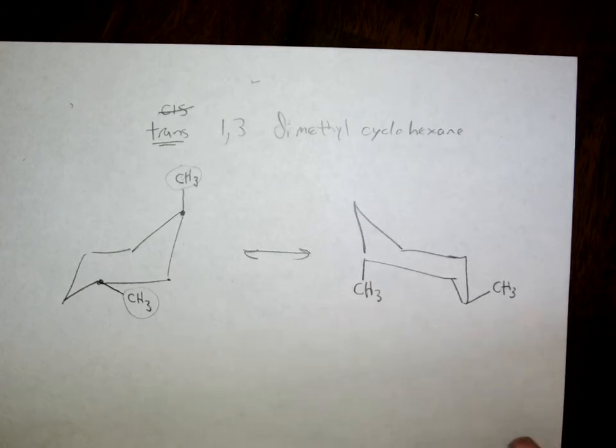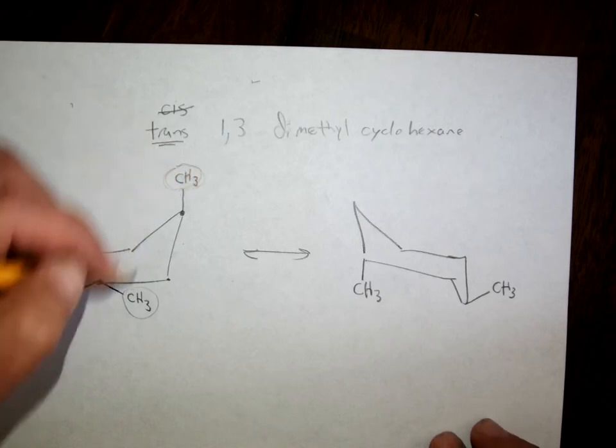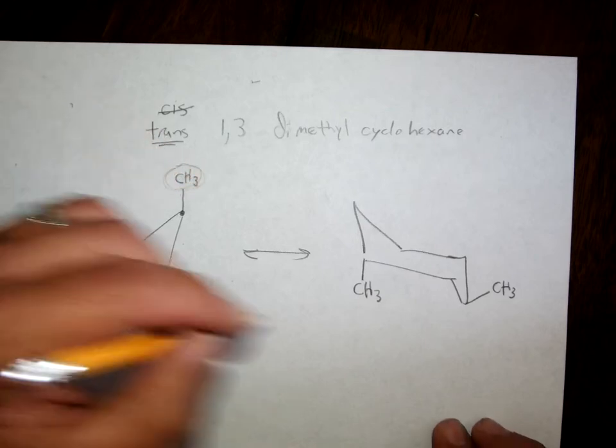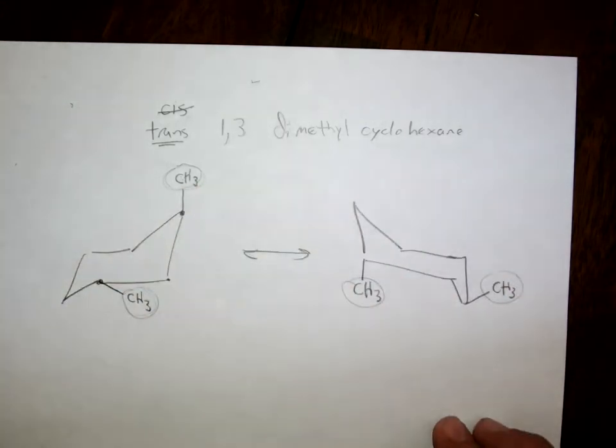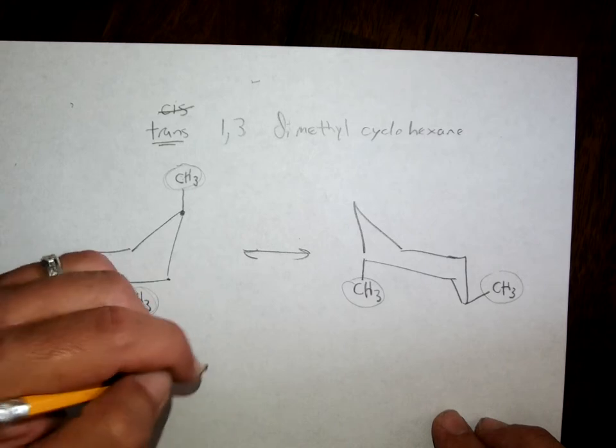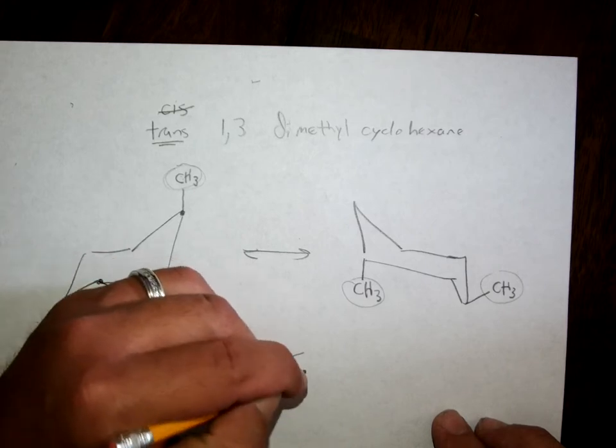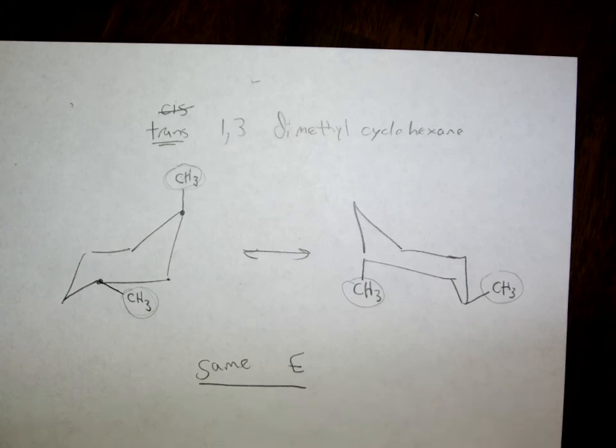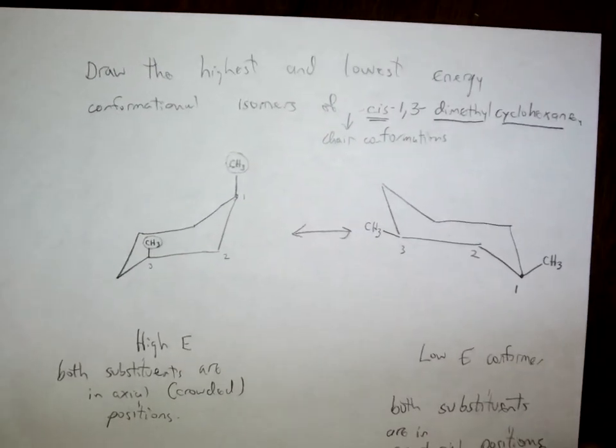They're actually going to be indistinguishable, because with one axial and one equatorial, it's the same energy as one axial and one equatorial. So if somebody asked for the highest and lowest energy conformers of this, you're going to have to tell them they're both the same energy, and you don't end up with higher or lower energy conformational isomers. They end up being the same. So interesting stuff. Different varieties of 1,3 disubstituted cyclohexanes and the various conformational isomers thereof.